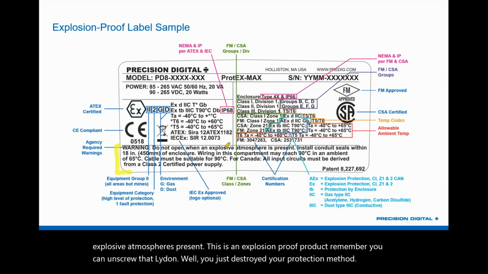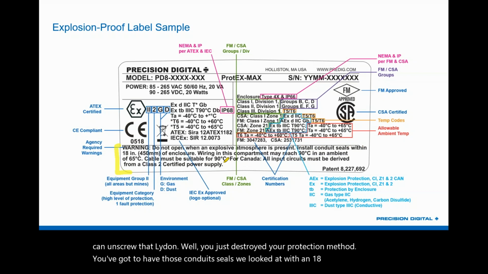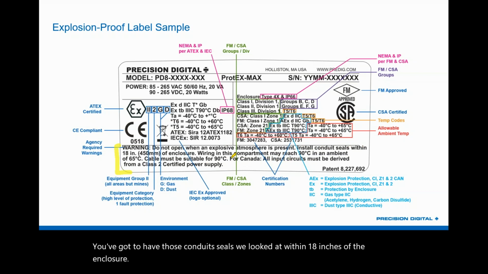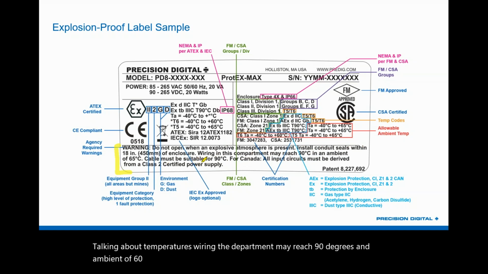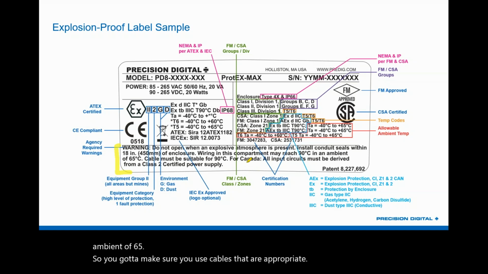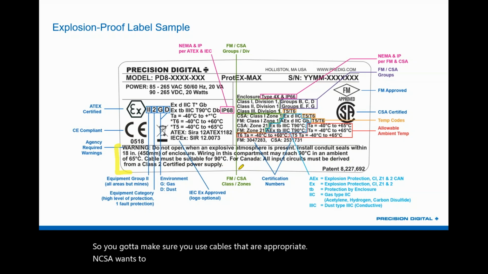You've got to have those conduit seals we looked at within 18 inches of the enclosure. Talking about temperatures, the wiring compartment may reach 90 degrees at an ambient of 65, so you've got to make sure you use cables that are appropriate. And CSA wants to make sure you derive power from a Class 2 power supply. All fairly straightforward.